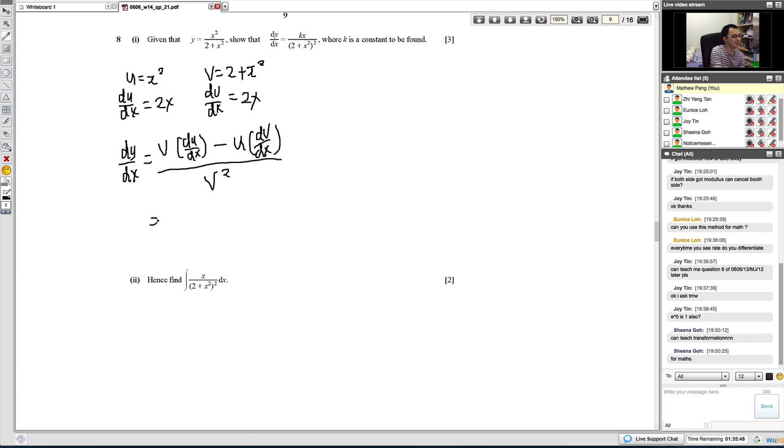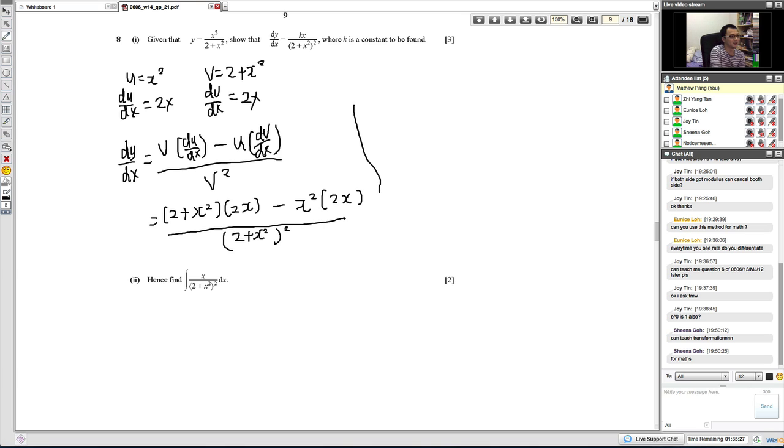So v is 2 plus x squared, du dx is 2x, minus u, which is x squared, multiplied with dv dx, which is 2x, over v squared, which is 2 plus x squared, squared.